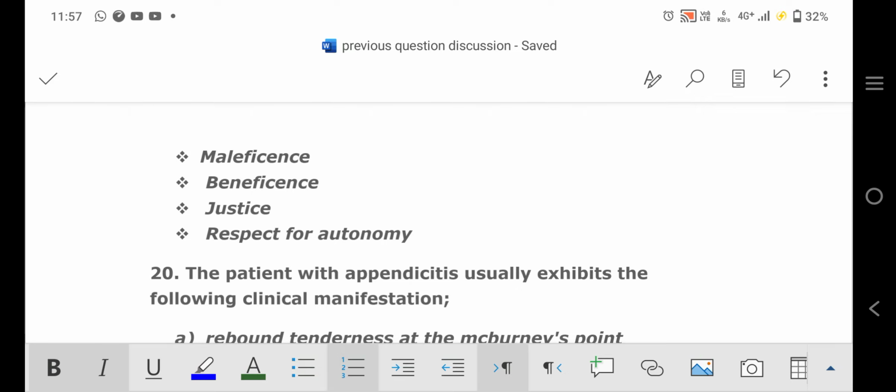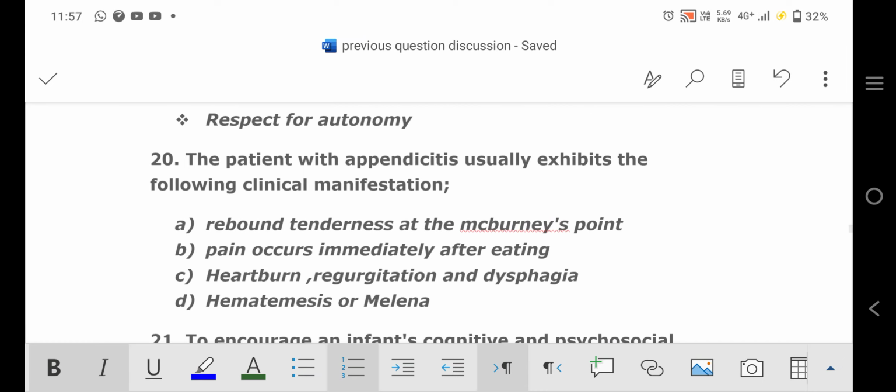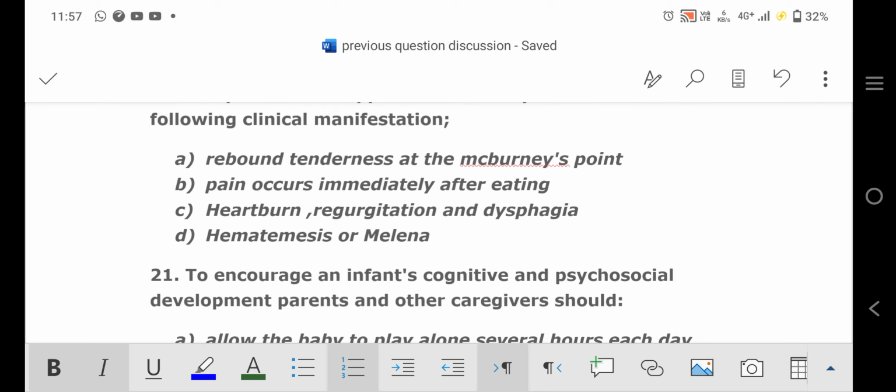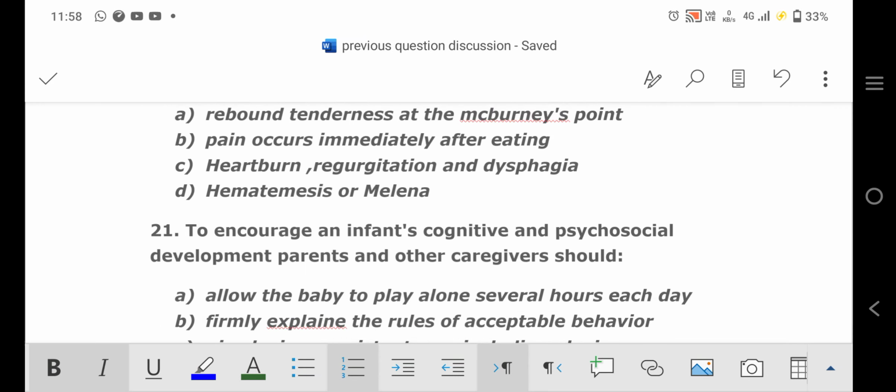Next question. The patient with appendicitis usually exhibits the following clinical manifestations. Options: rebound tenderness at McBurney's point. Option B, pain occurs immediately after eating. Option C, heartburn, regurgitation and dysphagia. Hematemesis or melena is the last option. So the answer is rebound tenderness at McBurney's point, McBurney's sign.